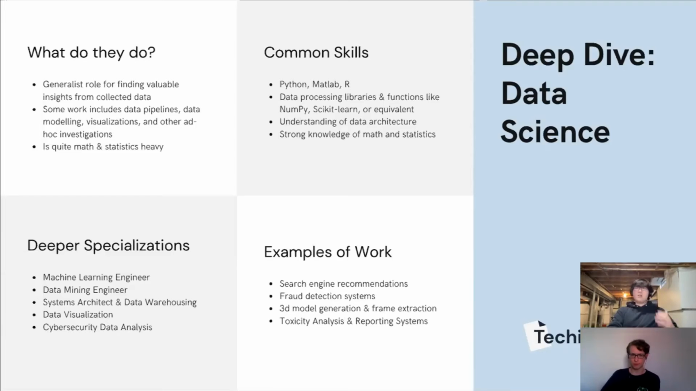Some deeper specializations here include machine learning engineers, data mining engineers, system architects, and data warehousing, data visualization, and data communications experts, as well as cybersecurity data analysis. Most of these are based on the foundation of your data science skill set of math and stats. Being able to extract value from information transfers well to making models that can find information in the right ways, or mining the data itself for more insights, as a machine learning engineer or data mining engineer. Your understanding of how to manipulate data in proper ways would also lead you to be a better systems architect and data warehouse engineer, because you know how to practically manage the data in ways that will be useful for other engineers to use down the line.